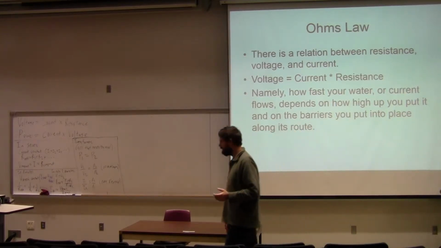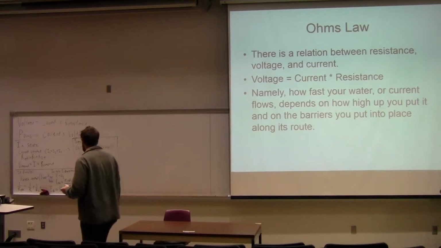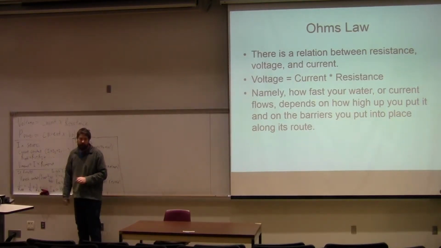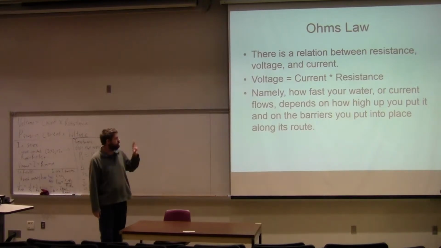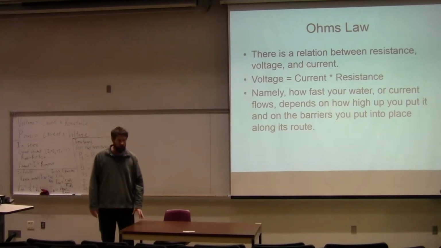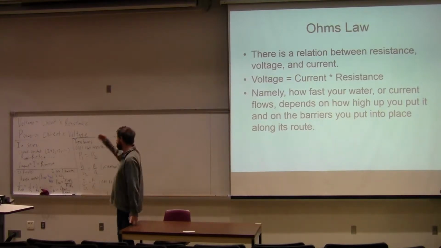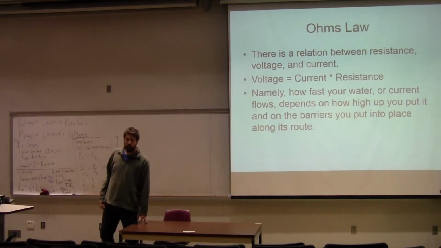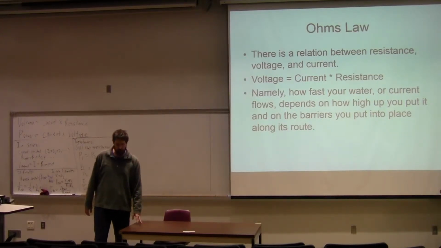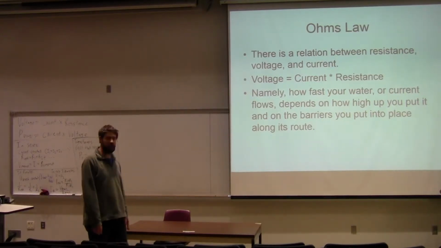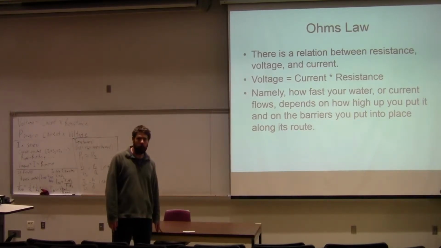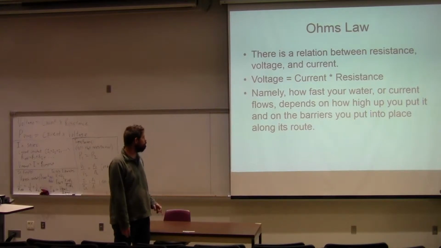Please note that the symbol for current is I, not C. This is really confusing, but in Italian it's "induttore". It starts with an I, and that's why the physics symbol for it is I. Voltage is V, resistance is R. Voltage is in terms of volts. Current is in terms of amps, and resistance is in terms of ohms.